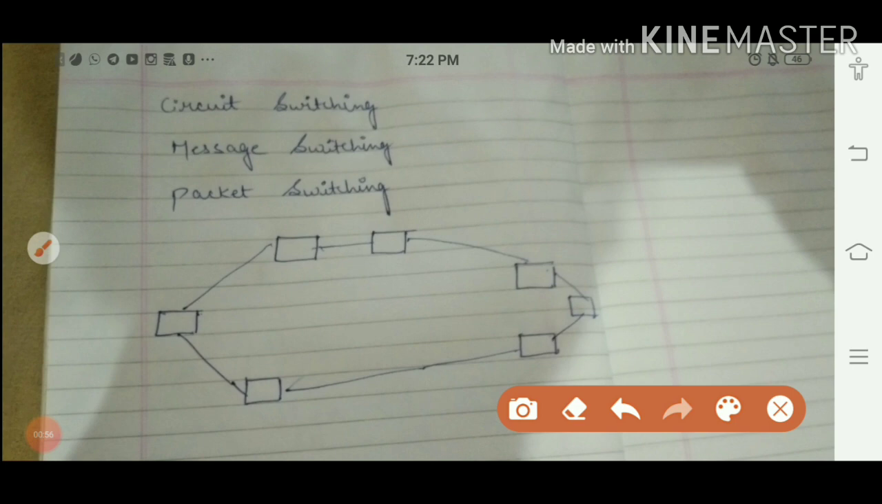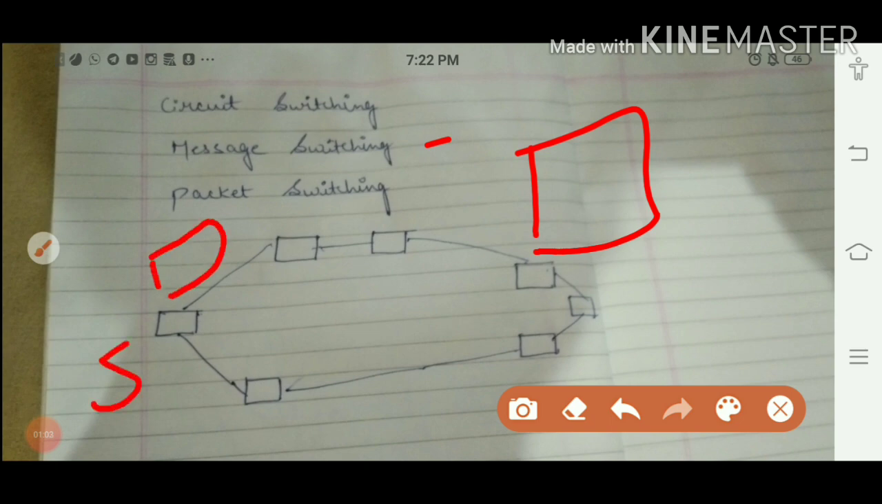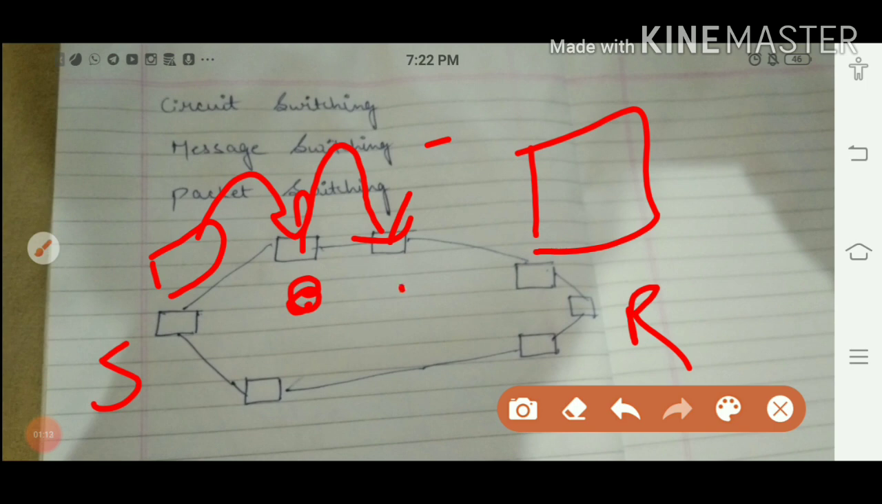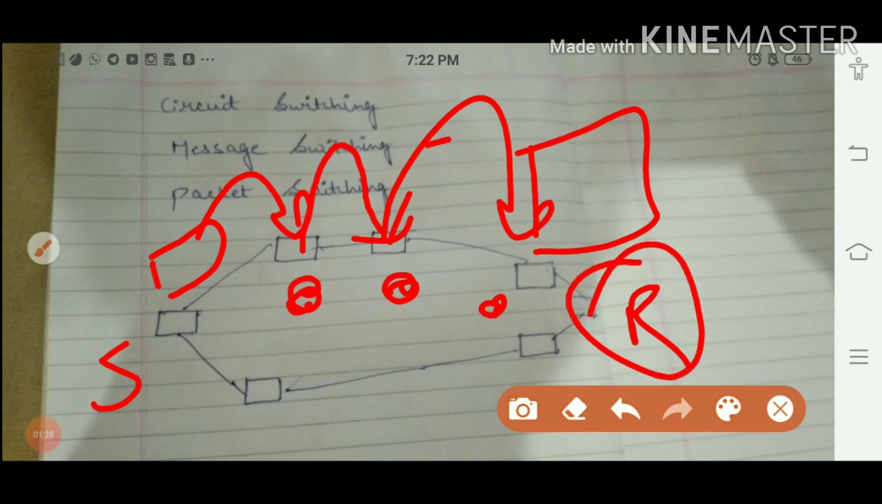Next is message switching. In message switching, the complete message moves from sender to receiver, and whatever intermediate nodes are in between make a copy of it and then allow the data to move forward. The next node makes a copy and forwards it, and in this manner the data is transferred. The advantage of this switching technique is that channel efficiency is very high. It means your data will definitely reach the receiver side.